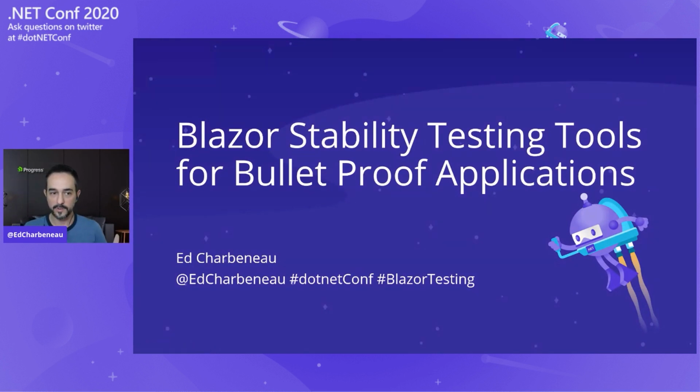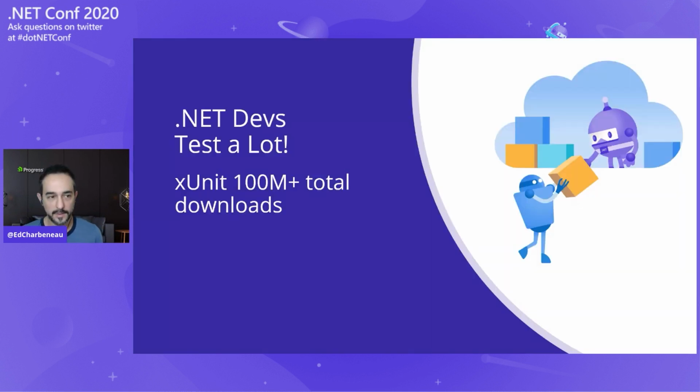So we're going to talk about bulletproof Blazor applications today. We're going to talk about stability testing. We've got a lot of testing tools to talk about, so I'm going to try to go through this fairly quickly. I have some demos that I'd love to get to. .NET developers love to test. That shows with the fact that there are hundreds of millions of downloads of the XUnit library that we'll be talking about today and some others.